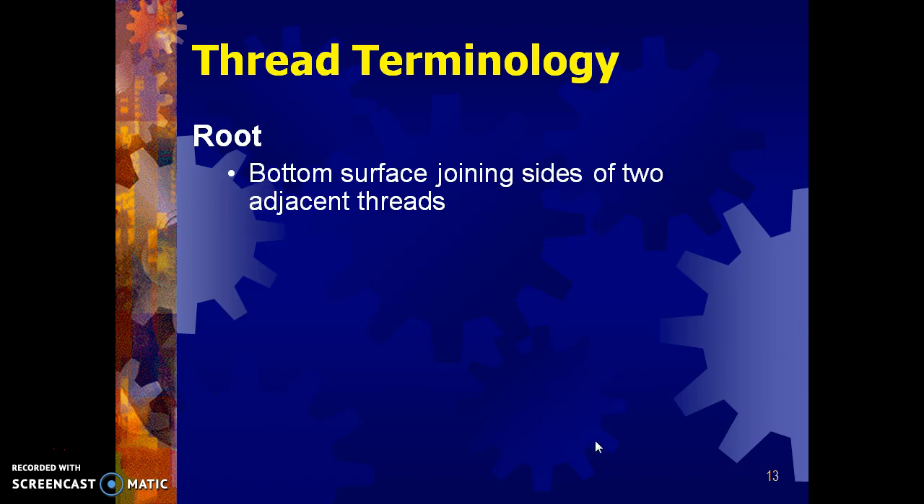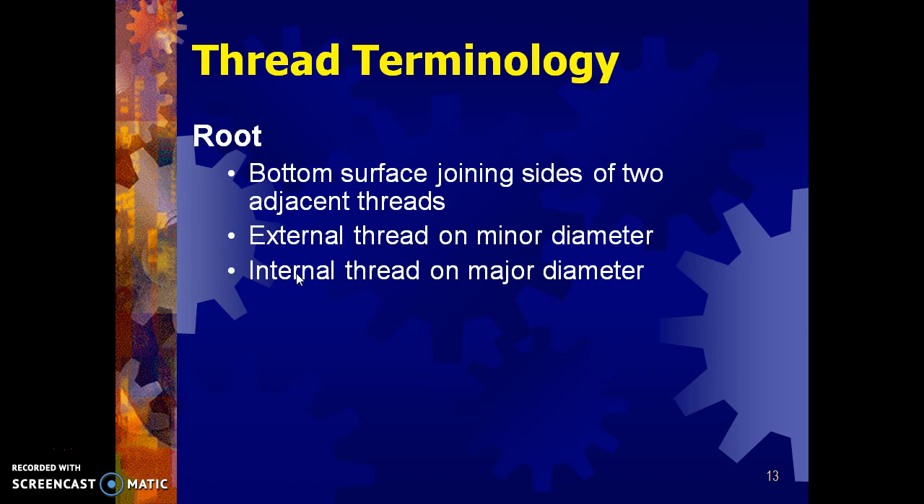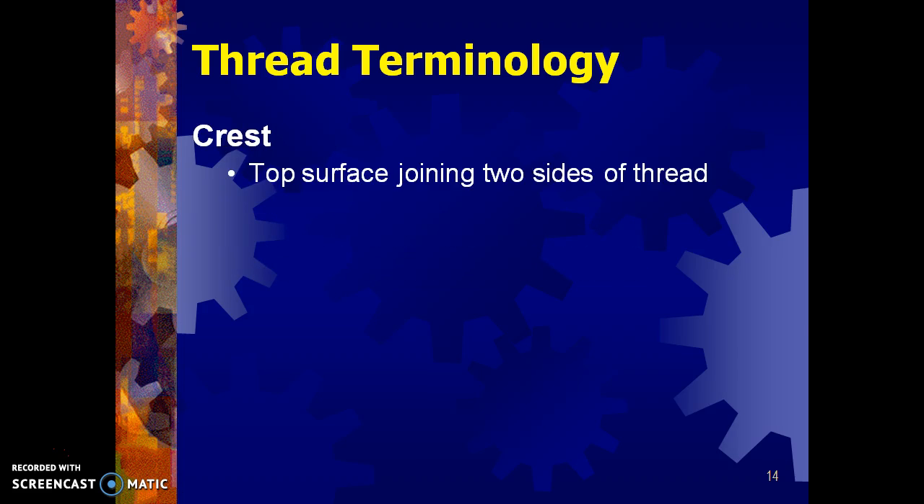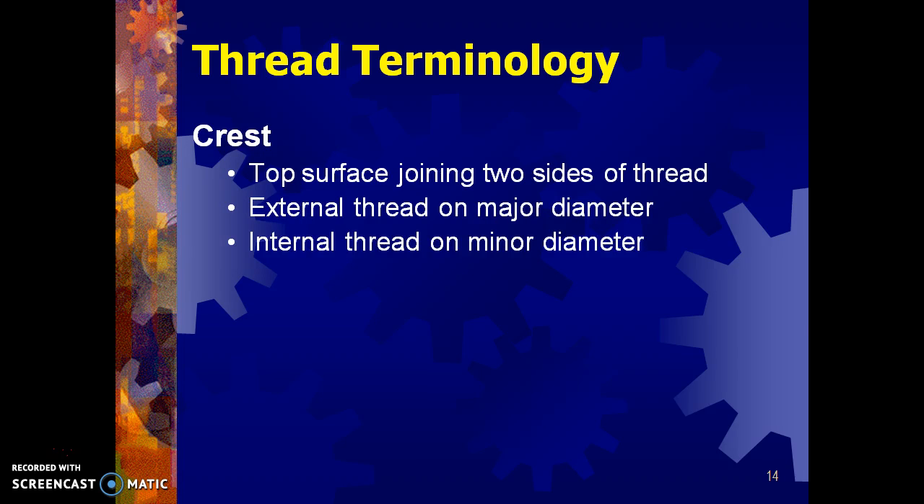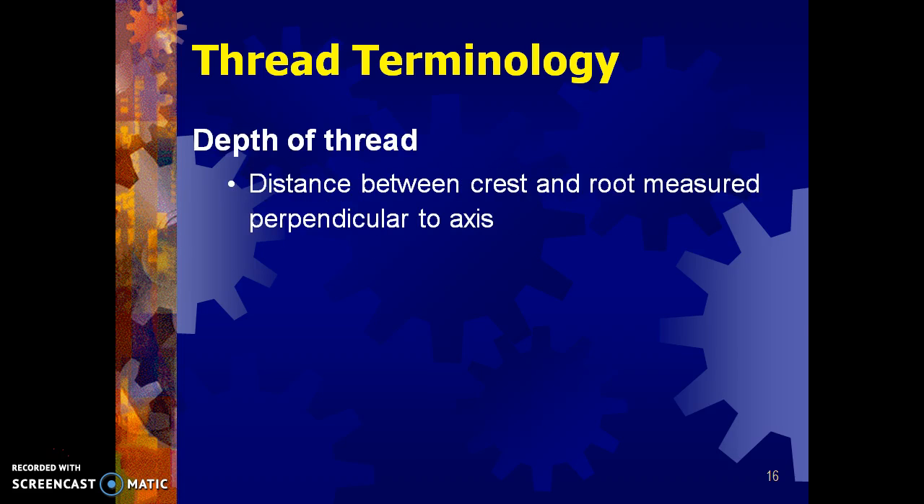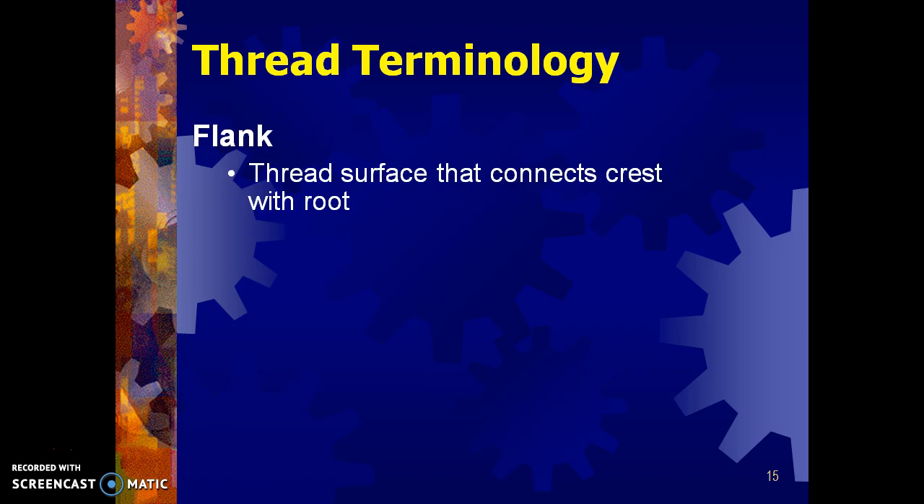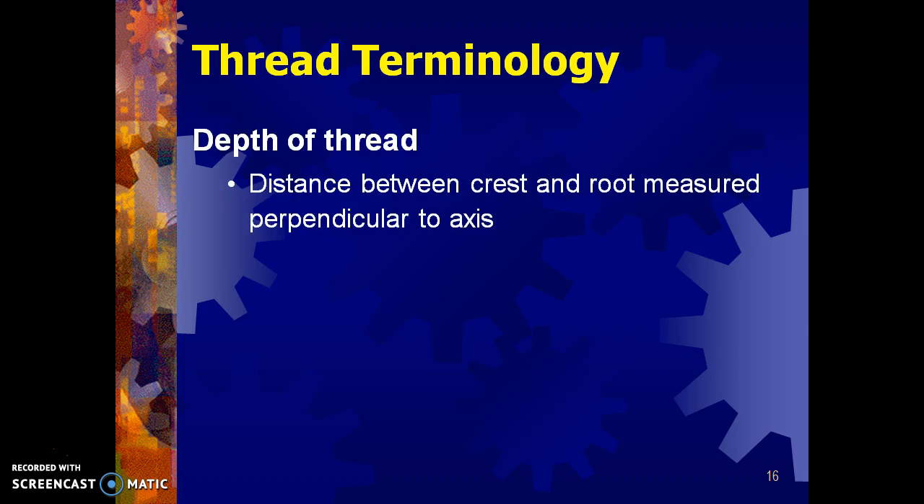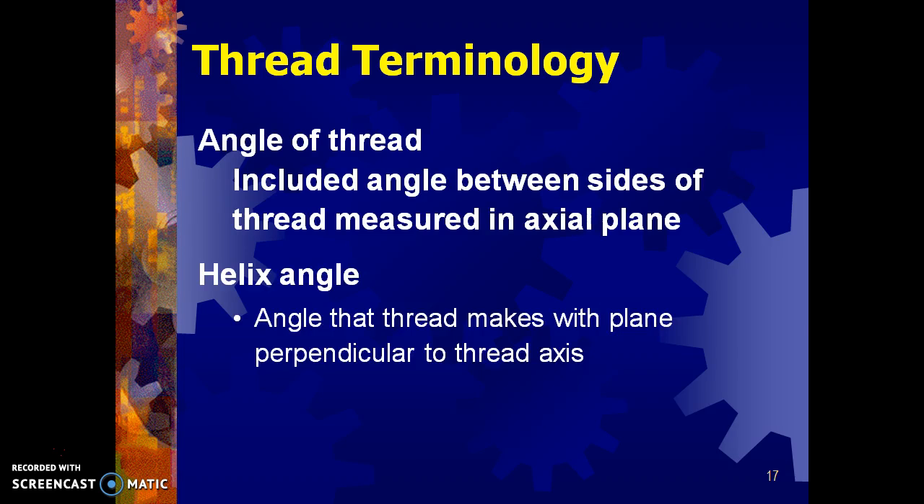Root is the bottom surface of two adjacent threads: external thread on minor diameter and internal thread on major diameter. Crest is the top surface joining the sides of the thread: external thread on major diameter, internal thread on minor diameter. Flank is also there; it contains the crest to root thread surface. The distance between crest and root, measured perpendicular to the axis, is the depth of thread, that is, the distance available for the nut and screw to engage each other.